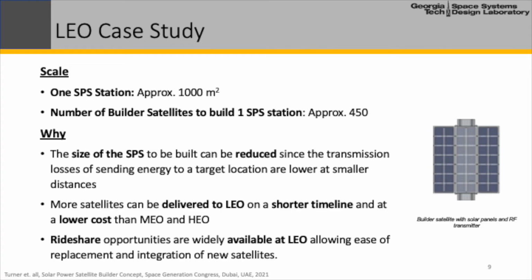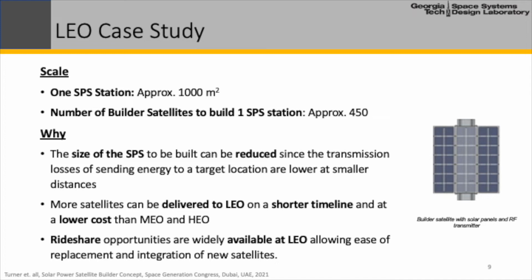We as a team decided to perform a case study analyzing the building of a single solar power satellite in low Earth orbit using the builder concept. From our calculations, the single solar power satellite would have an approximate surface area of 1,000 square meters, requiring 450 builder satellites, with each builder satellite equipped with solar panels and energy transmitters.